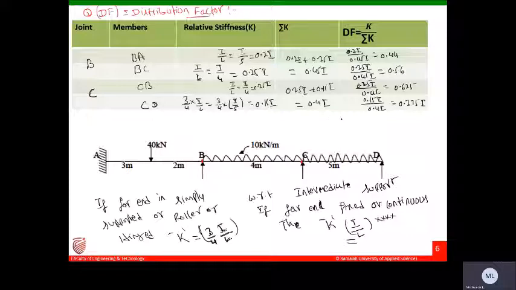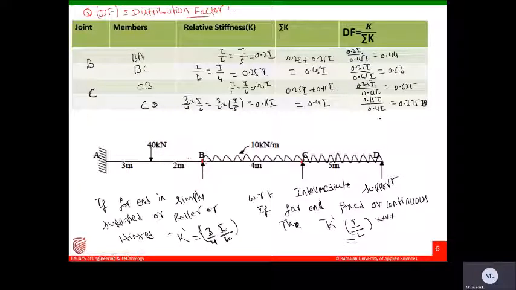Now please remember this, guys. At an intermediate joint, the summation of distribution factors should be 1. So BA is 0.44 and BC is 0.56. If you add those two, you have to get 1. So this is a cross check. You can check. This is 0.375.